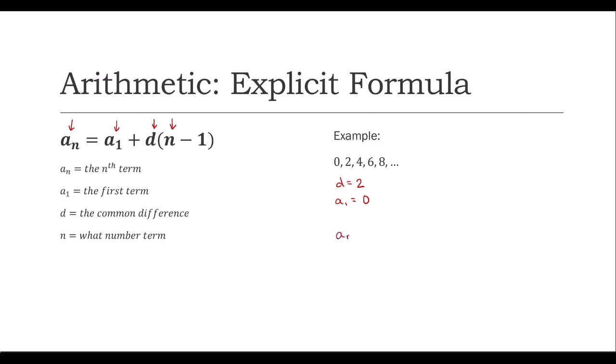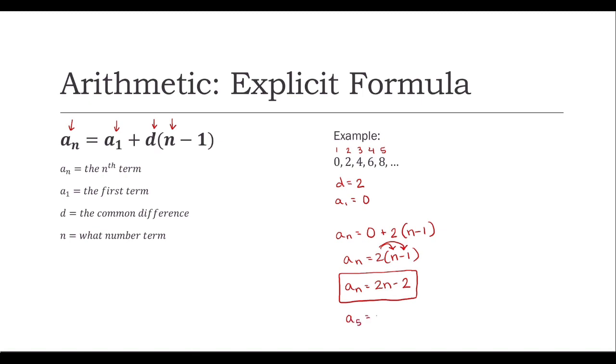So we'd say a sub n equals a sub 1, which is 0, plus our difference, which is 2, times n minus 1. So a sub n equals 2 times n minus 1, which you can then distribute and get a sub n equals 2n minus 2. So this is terms 1, 2, 3, 4, 5. If we wanted to find the fifth term, we could say a sub 5 equals 2 times 5 minus 2, which is 10 minus 2, which equals 8. And if we look back at our sequence, then we can see that the fifth term is indeed 8.